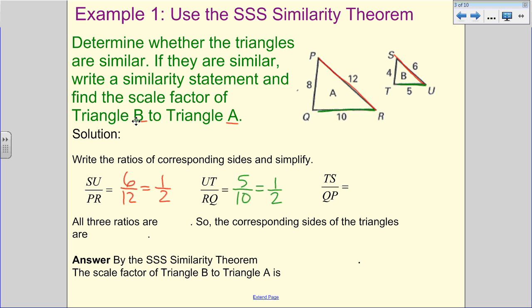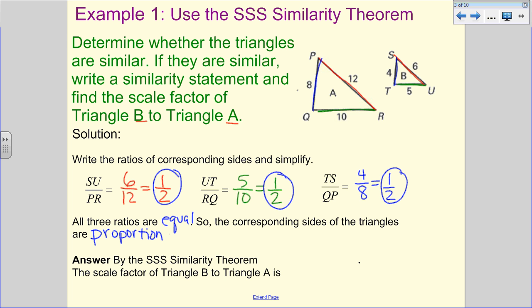And then we're going to take a look at TS, which is my smallest side, and I'm going to match that up to the smallest side here, QP. And so 4/8 is equal to 1/2. So because all three ratios are equal, remember that's what we're looking for, three equal fractions, 1/2, 1/2, and 1/2. That means the corresponding sides of the triangles are what we call proportional. And so remember from our theorem, because we have three sides that are all proportional, the triangles are similar.